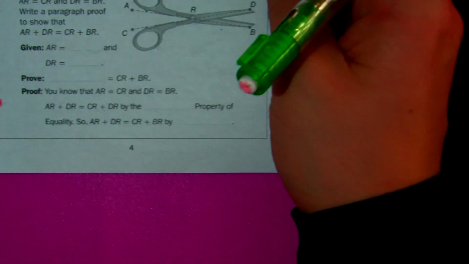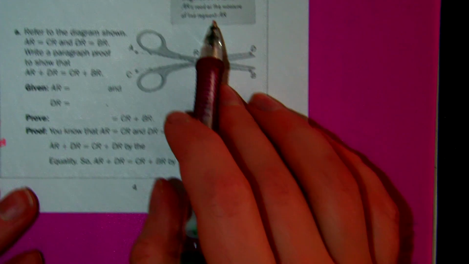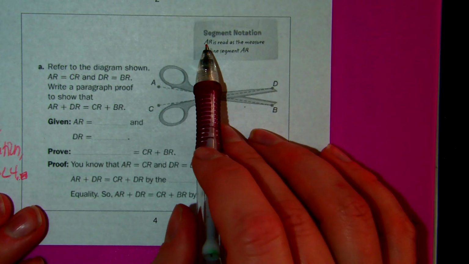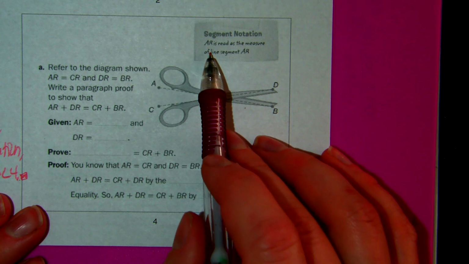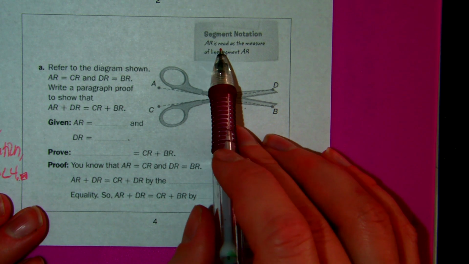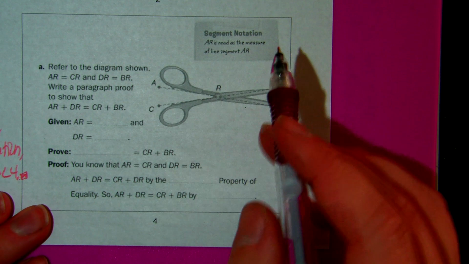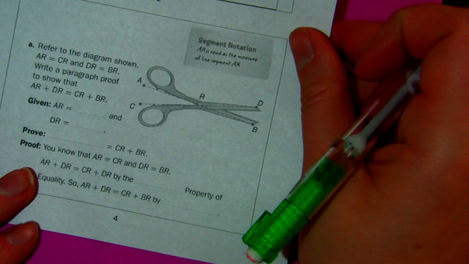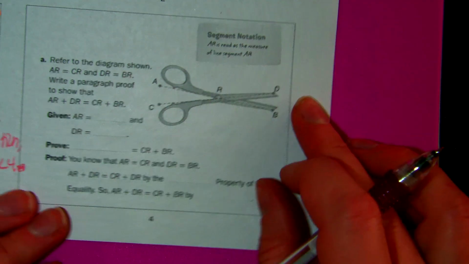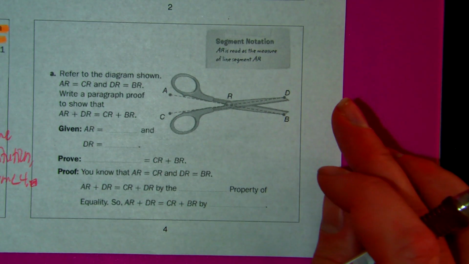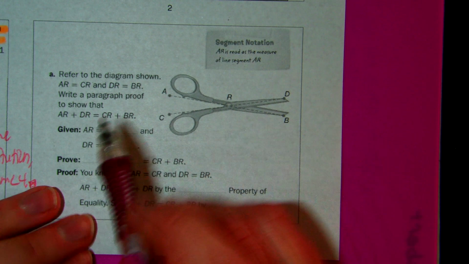So there's that segment notation, little hint here. It says AR with a line over it. It's supposed to have a line over it. Nope, I guess not. No line. Just AR is read as the measure of line segment AR. So it's just talking about the line segment. Refer to the diagram shown.